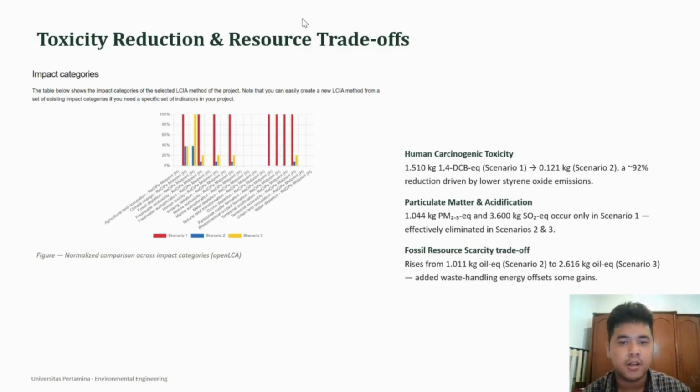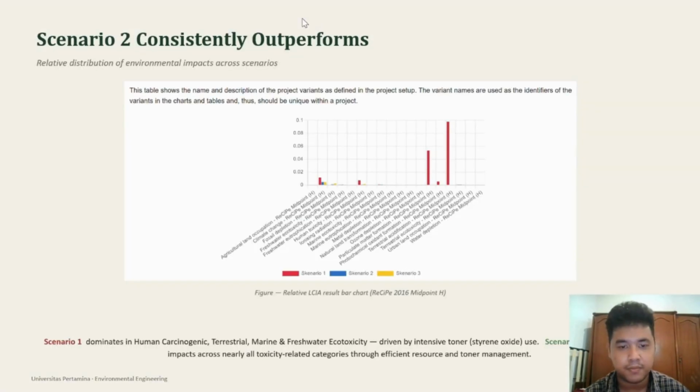Next, toxicity reduction and trade-offs. This figure compares environmental impacts across different categories. Scenario 2 reduces human carcinogenic toxicity by approximately 92% compared to scenario 1. In addition, particulate matter formation and acidification are almost completely eliminated. However, scenario 3 shows a trade-off because additional waste treatment activities increase fossil resource consumption.